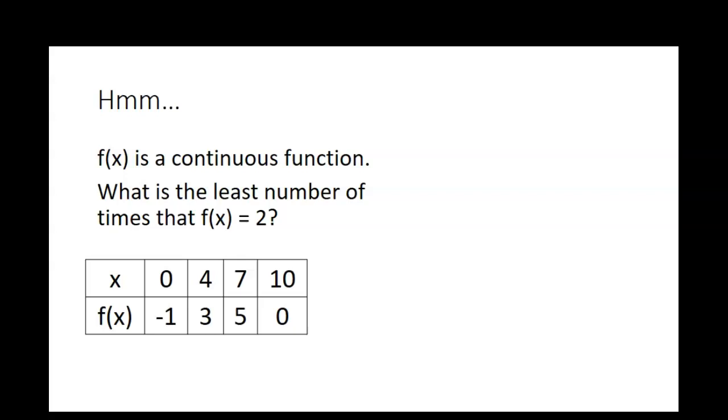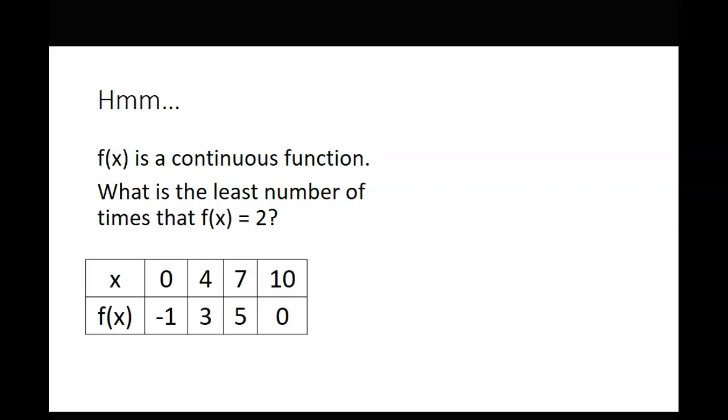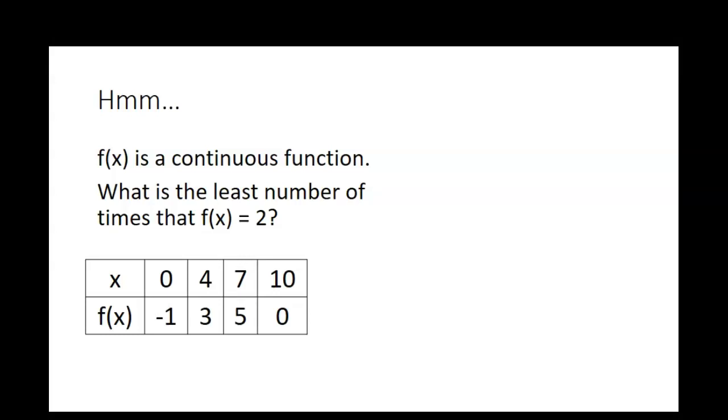Sense. You got to understand it, though. But once you understand it, it's common sense. So f is a continuous function. No holes, gaps, or jumps, right? What is the least number of times that f of x can make 2? Well, the answer is 2.